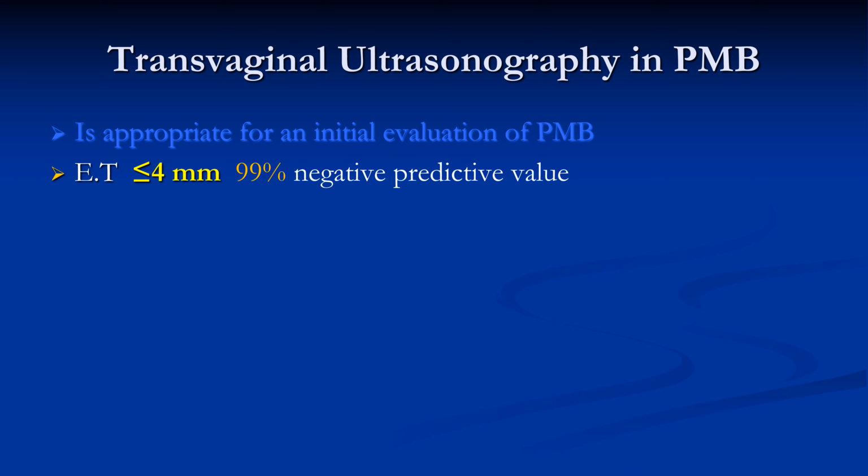In America, if endometrial thickness is equal to or less than 4 mm, there is a 99% negative predictive value, so the risk of malignancy is less than 1%, according to the American College of Obstetricians and Gynecologists. But the British mentioned less than 4 mm. The American guideline says less than or equal to 4 mm, and the British guideline says less than 4 mm, not equal to 4 mm.